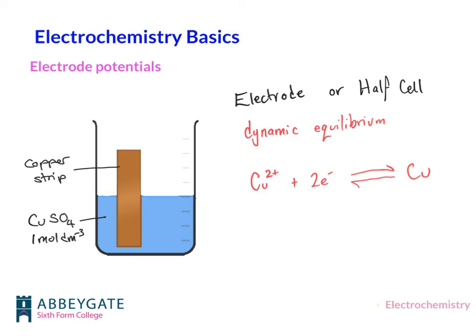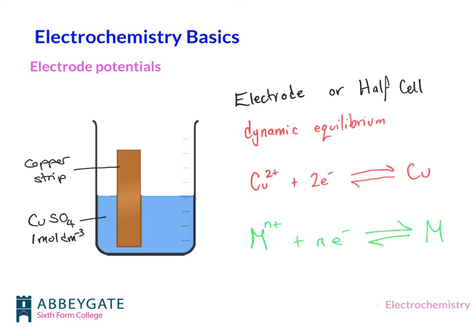Now, we don't have to use copper and Cu2+ for this. I've used it because it's a familiar example to you, but we can use any metal. If I just use an M to show any metal, any metal ion with an n+ charge can gain n electrons and form an equilibrium with the metal. So we can do this many different ways with different metals.